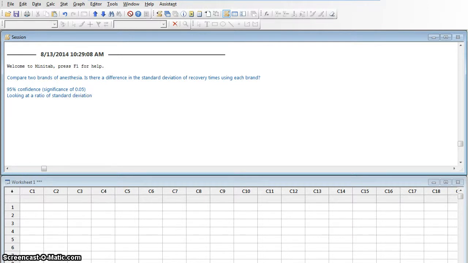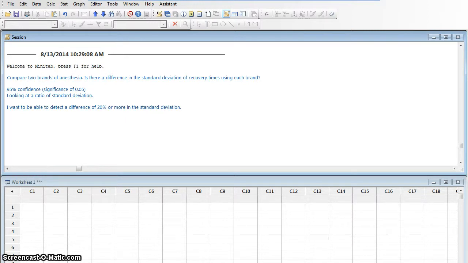So rather than saying I want the standard deviation to differ by 1 minute, I'm going to look at it as a percent difference, as how much could it vary by, and then what's my power? What's the percent chance that I will detect a difference of that much or more? So let's start with, let's say I want to be able to detect a difference of 20% or more in the standard deviation.